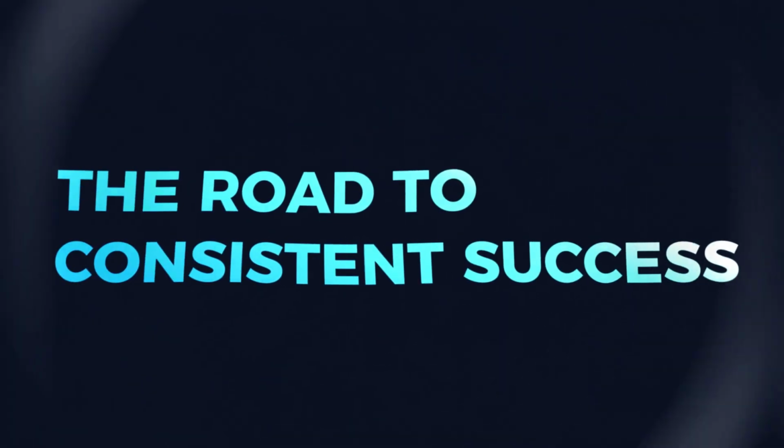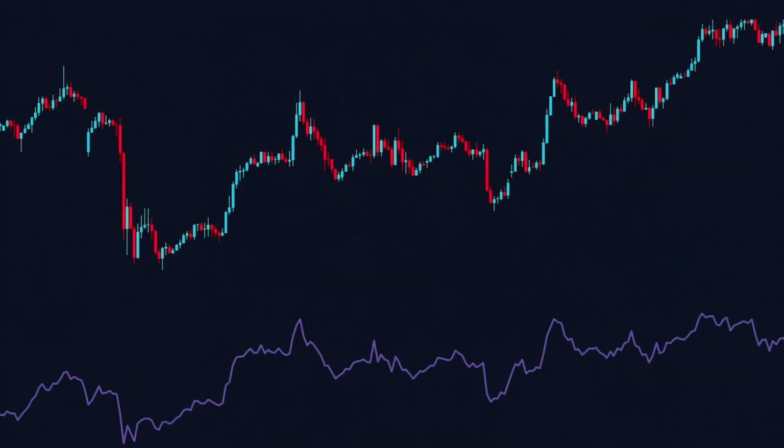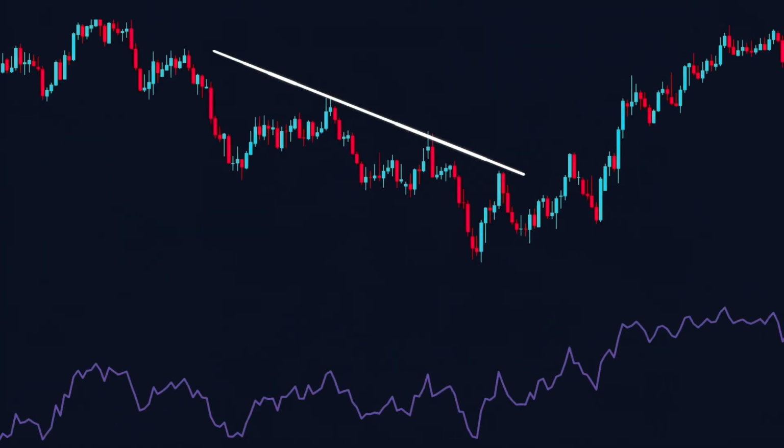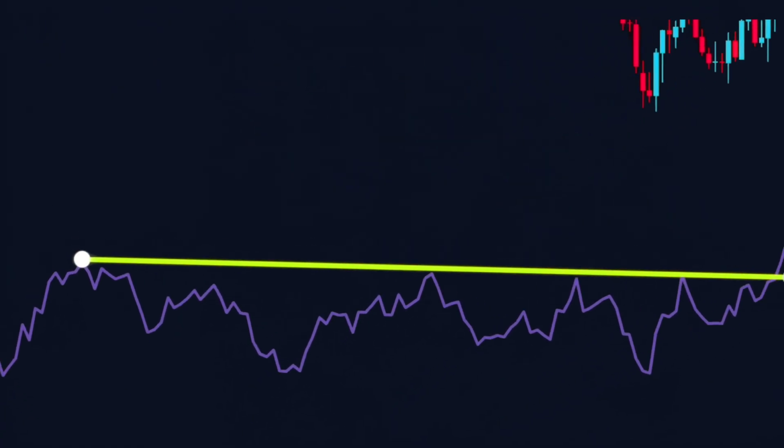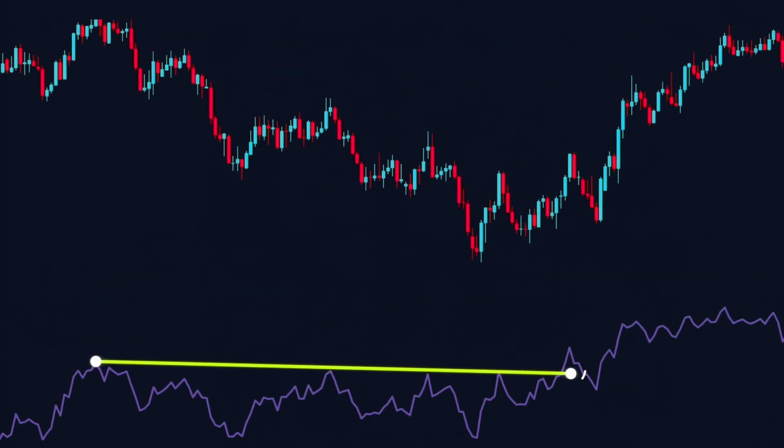The road to consistent success. The Relative Strength Index is an incredibly powerful tool, but only if you stop using it as a blind reversal signal. By combining the RSI with horizontal floors and ceilings, reading exhausted momentum warnings, and filtering trends with the 50 line, you will trade with absolute clarity.